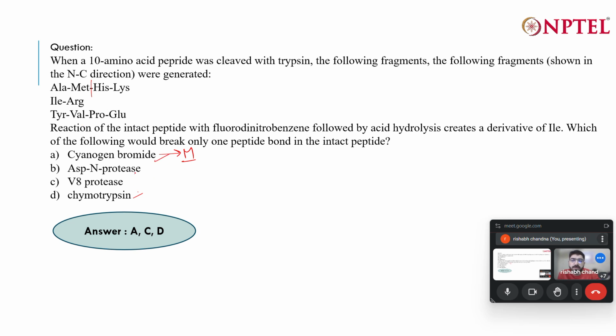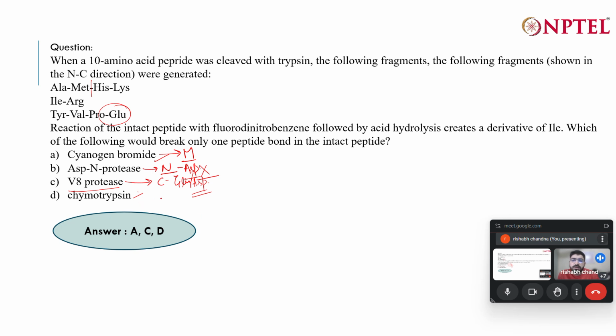Then Asp-N protease breaks the peptide bond at the N terminal of the aspartate. Because aspartate is not present in the peptide, this would be of no use. Now V8 protease basically cleaves after the C terminal of glutamate or aspartate. So here we have one glutamate residue, so this can be used for cleaving the peptide.